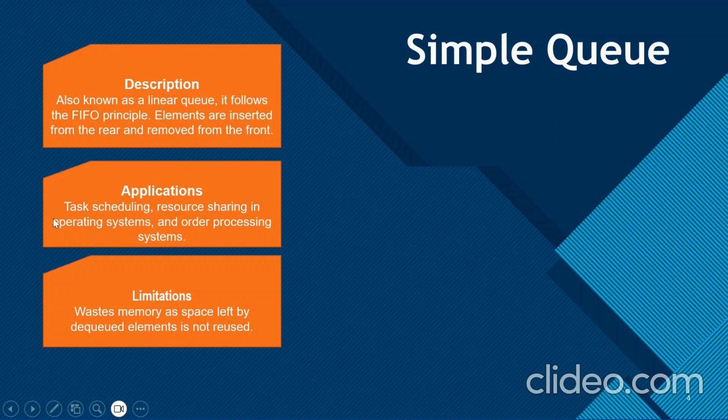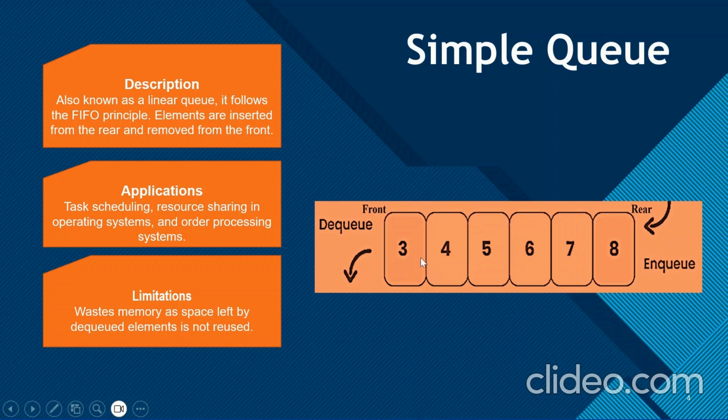As far as applications are concerned, simple queues are used in task scheduling, resource sharing in operating systems and order processing systems, besides other applications. Limitations include wastage of memory, as the space left by dequeued elements is not reused, as we will be seeing in the coming slides. Here you can see diagrammatically a queue in which the enqueue operation takes place from the rear, while the dequeue operation, or the removal of elements, takes place from the end known as the front end.